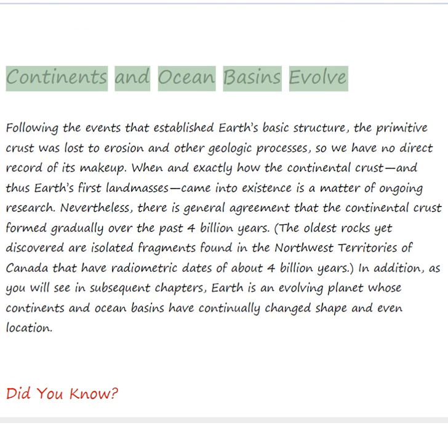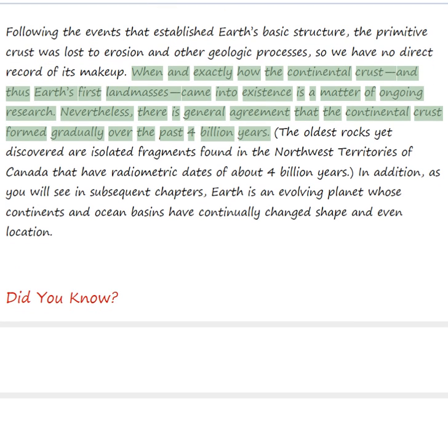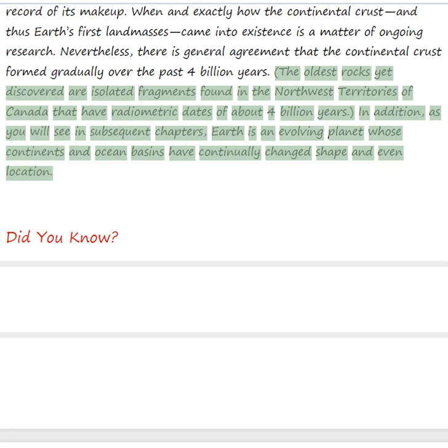Continents and ocean basins evolve. Following the events that established Earth's basic structure, the primitive crust was lost to erosion and other geologic processes, so we have no direct record of its makeup. When and exactly how the continental crust, and thus Earth's first land masses, came into existence is a matter of ongoing research. Nevertheless, there is general agreement that the continental crust formed gradually over the past 4 billion years. In addition, as you will see in subsequent chapters, Earth is an evolving planet whose continents and ocean basins have continually changed shape and even location.